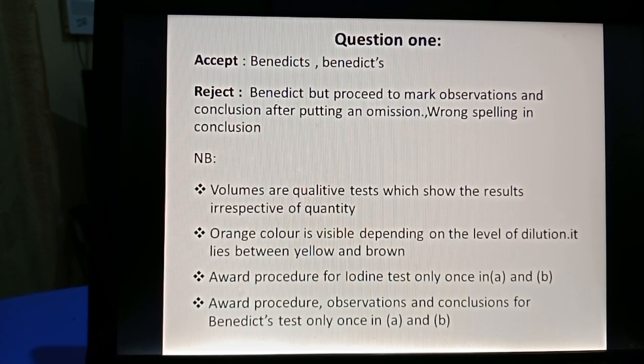Question 1. Accept, so this is the way it was looked at, accept Benedict's or Benedict's. Reject Benedict if there is no S, but proceed to mark observations and conclusions after putting an omission. This one, omission is inverted V. You just put it where the person was supposed to put it. Wrong spelling in conclusion, you reject.